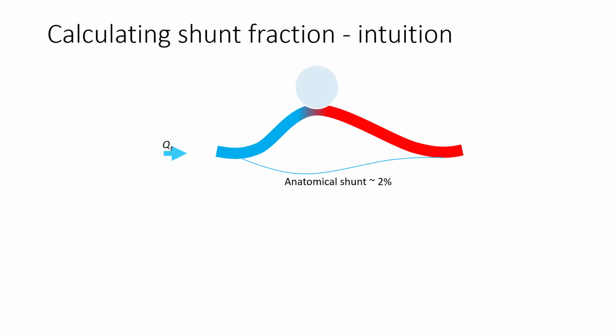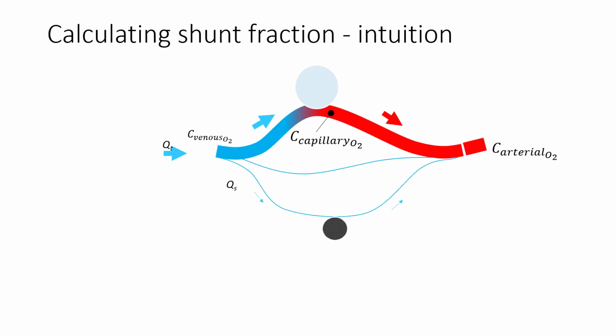Let's understand some of this terminology. QT is the total blood flow. C venous O2 is the oxygen content in the venous blood. C capillary O2 is the oxygen content in the end capillary blood. And C arterial O2 is the content of oxygen in the arterial blood.